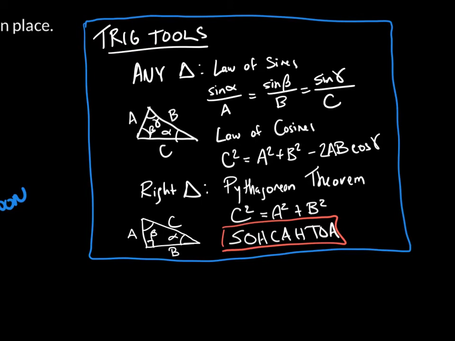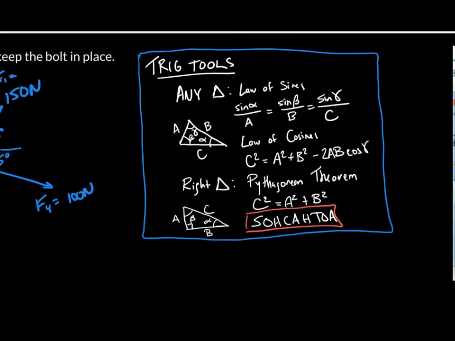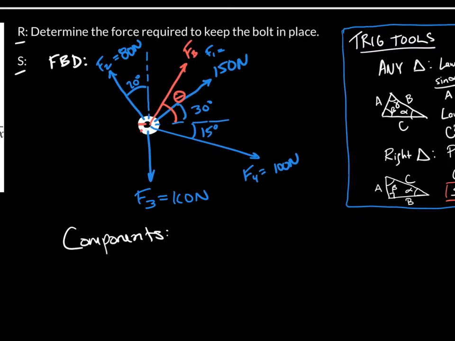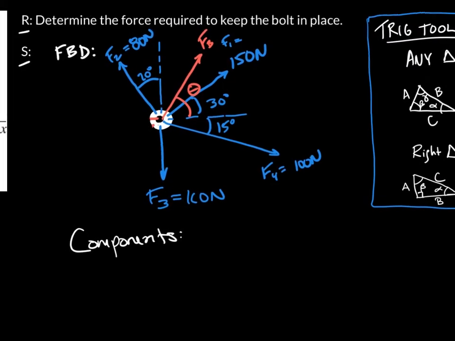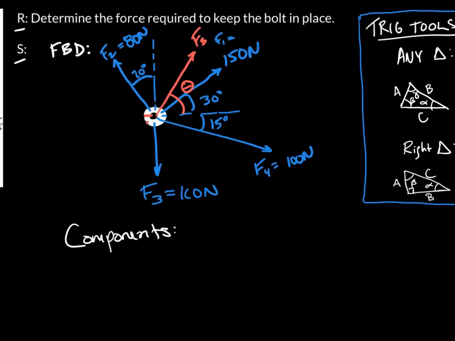All right, anyway, these are the things we're going to use for our trig tools. So we're going to zoom back over here and keep in mind our trig tools as we break these things up into their components. I'm going to go one force at a time, starting with F1, just going in order. F1 equals the whole force, which I'm going to split up into its components.